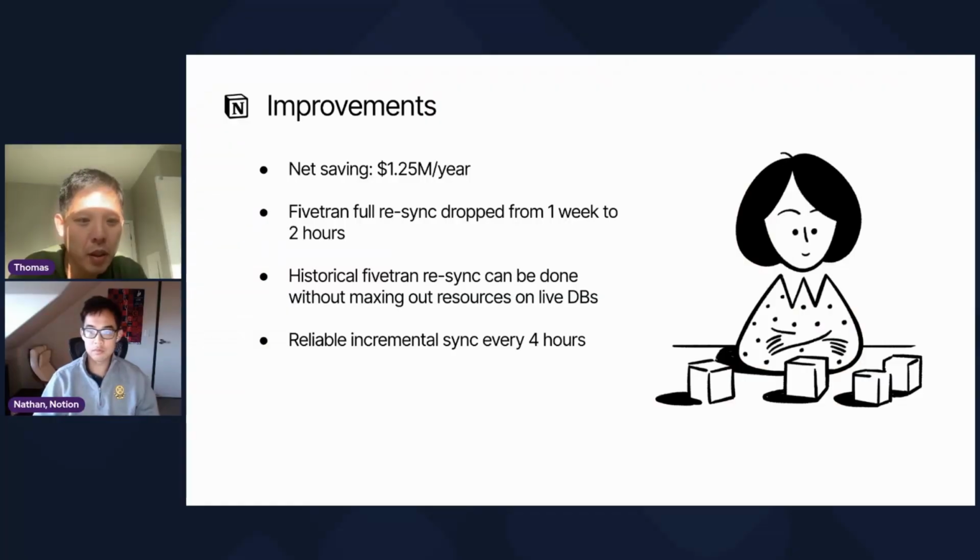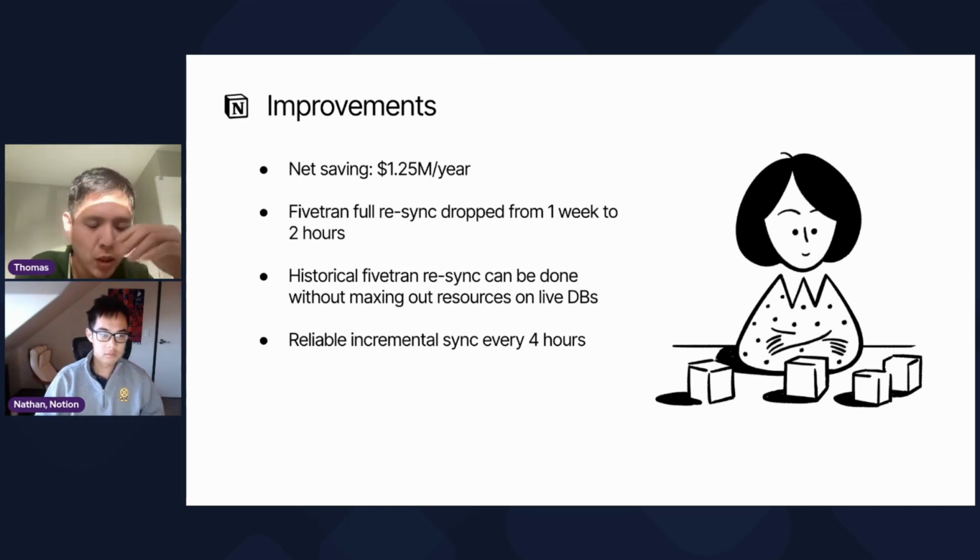We saw a pretty good net saving, about 1.25 million a year. It improved Fivetran performance overall for us, so other tables weren't as heavily affected. If we needed to conduct full resyncs, that wouldn't take multiple days. That would just take a couple hours. Historical Fivetran resyncs could also be done on a regular basis. Today, our DeltaStreamer is configured to run syncs every 4 hours. We could go even more incremental, but for now, 4 hours is acceptable for all of our product use cases.